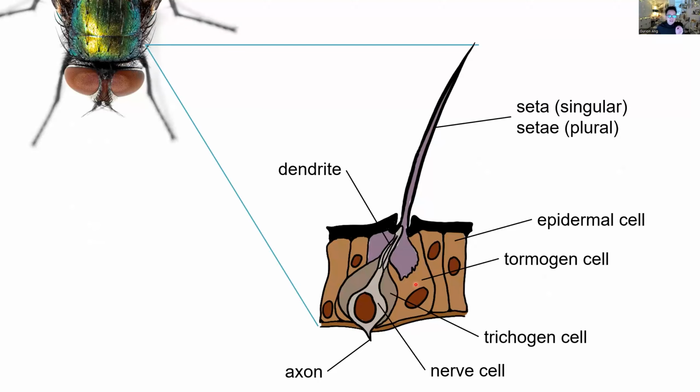Now, the tormogen cell is the one that envelops this complex of the nerve and the trichogen cell, and of course the CT itself. So the tormogen cell is the one that forms the socket. There is a lining of cells that are programmed to form a socket where that complex of the CT and the trichogen cell and the nerve cell can embed. So it helps to anchor that structure. The role it plays is it allows that flexibility and movement of the CT during sensory stimulation.